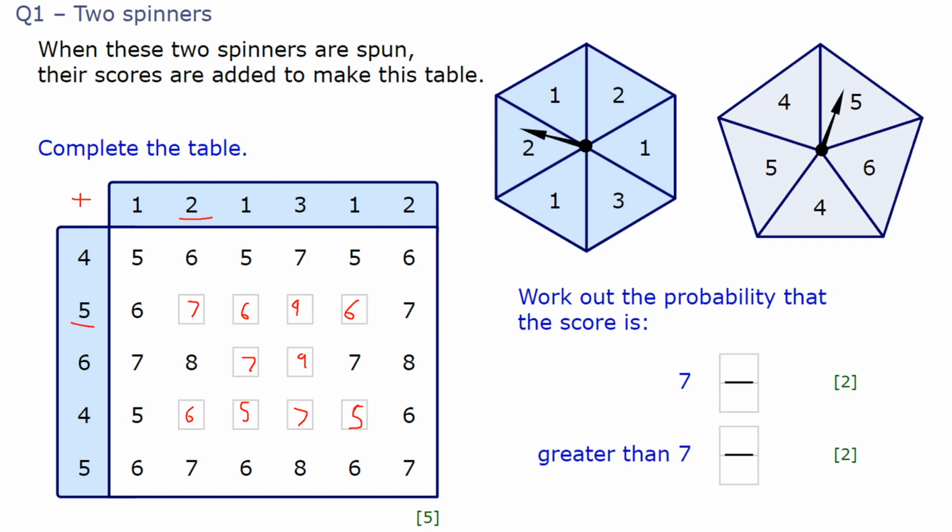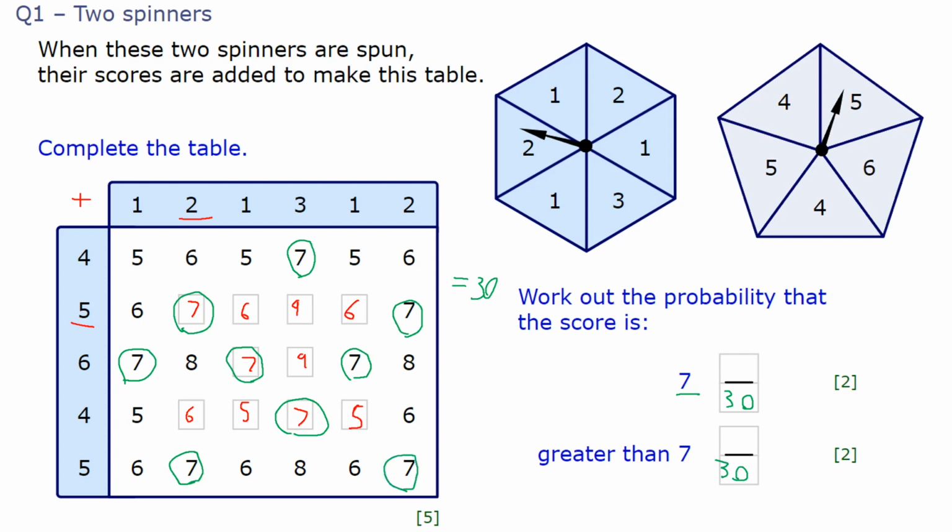Now, work out the probability that the score is 7. So first thing we're going to do is, we know that there's 30 in total, right? So let's put 30 on our denominators, okay? Now, how many possible combinations are there that are 7? Well, let's circle them, shall we? 1, 2, 3, 4, 5, 6, 7, 8, 9. So the probability of it being 7 is going to be 9 over 30.